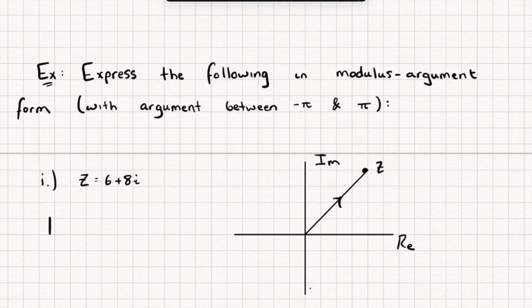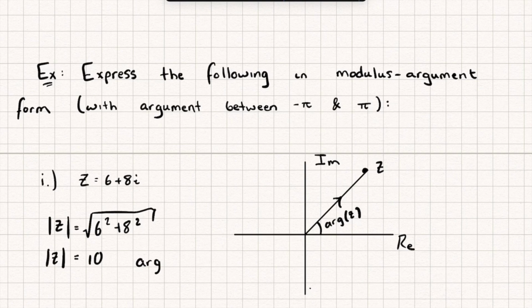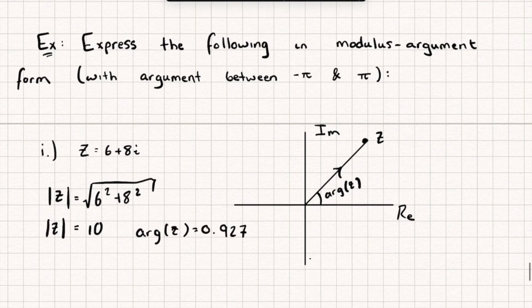Well, let's first find its modulus. That's pretty easy. That's going to be equal to the square root of 6 squared plus 8 squared. Let me type that into my calculator and see what we get. So we get the square root of 6 squared plus 8 squared, which is 10. So that's the modulus. Let's now calculate the argument, which is this angle here. So the argument of z is that angle. And so that can be found by doing the inverse tan of 8 divided by 6. And we get the argument of z is equal to 0.927, say, to 3 decimal places.